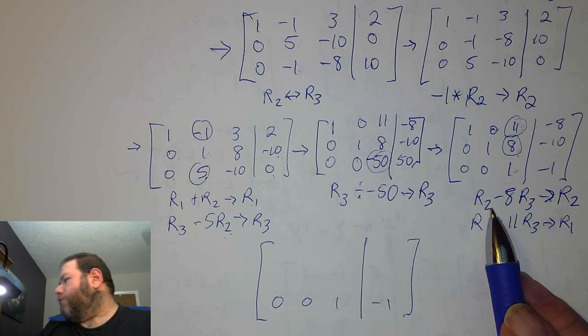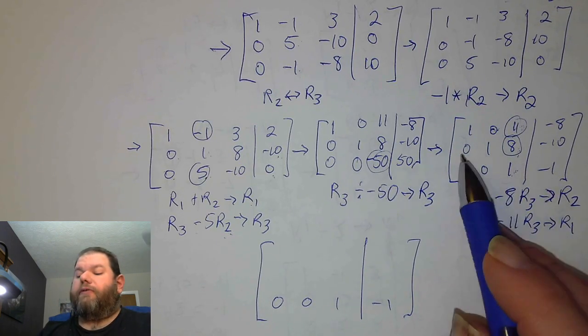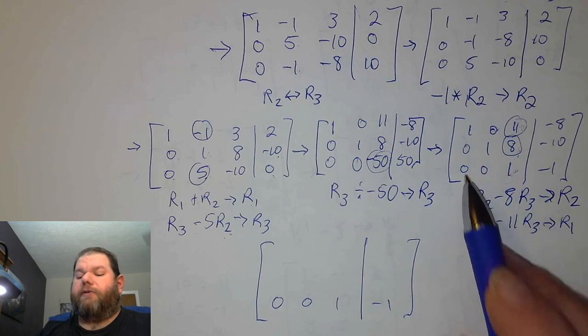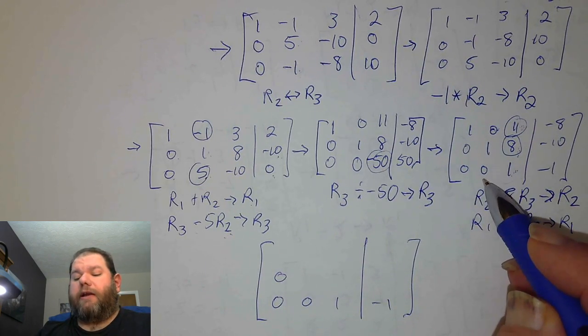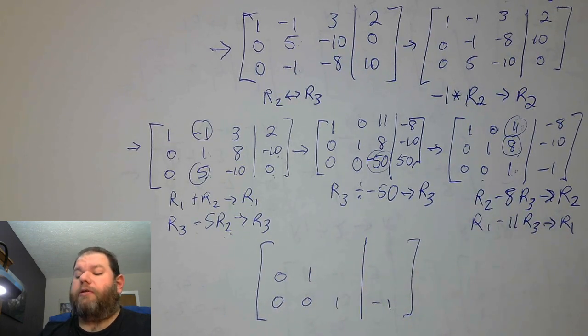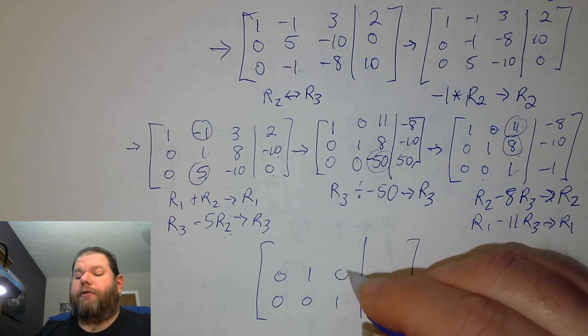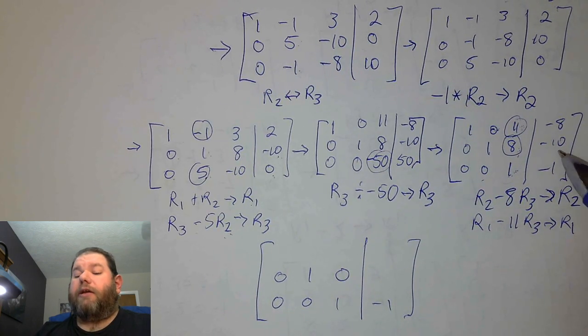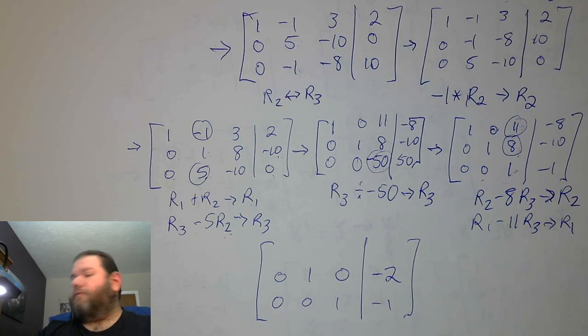For row 2, we take row 2 minus 8 times row 3. So 0 minus 8 times 0, 0. 1 minus 8 times 0 is 1. And then 8 minus 8 times 1, 8 minus 8 gives us 0. Negative 10 minus 8 times negative 1, so negative 10 plus 8 is negative 2.